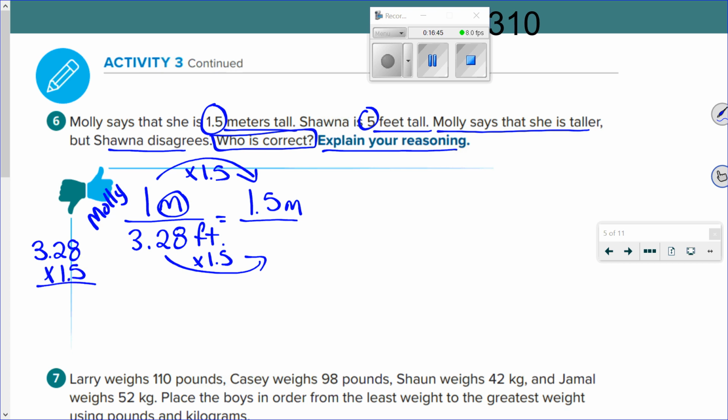5 times 8? 40. 5 times 2? 10. 10 plus 4? 14. 5 times 3? 15. Plus 1? 16. Put my placeholder. 1 times everything is itself. 0 plus 0? 4 plus 8? 1 plus 6? 8, 7. 7 plus 2? 9. And 1 plus 3. 4. So I get 49 and 20 hundredths.